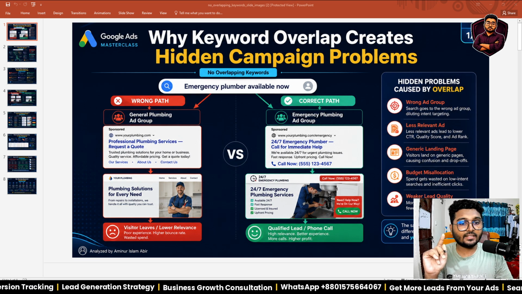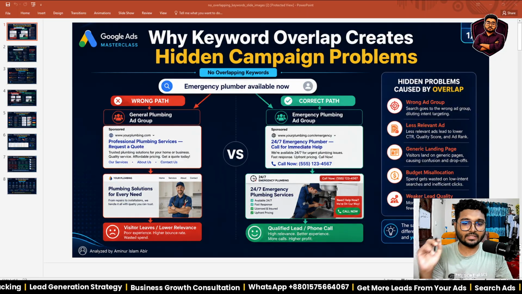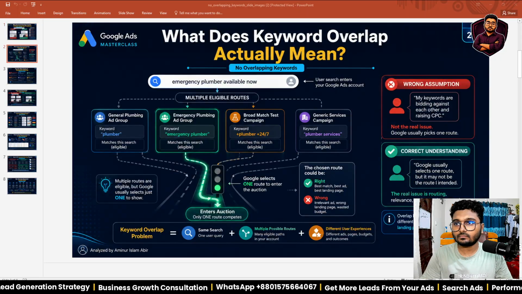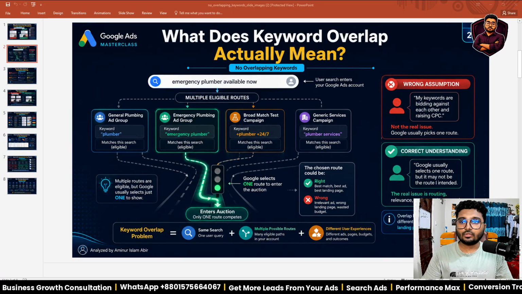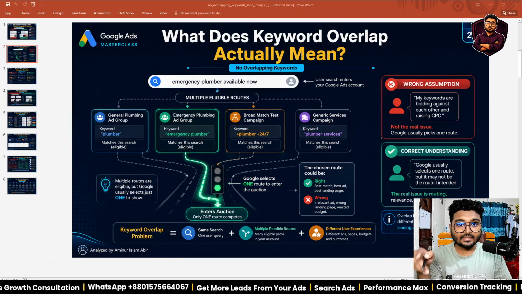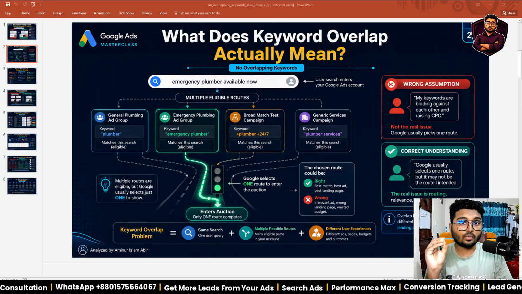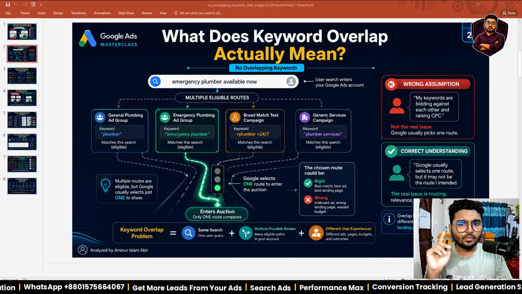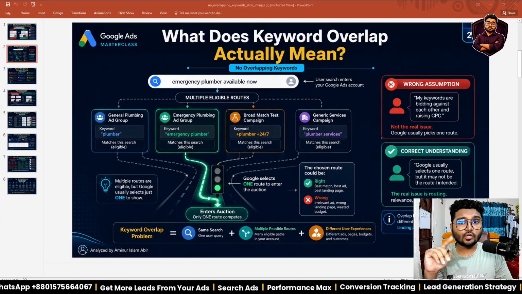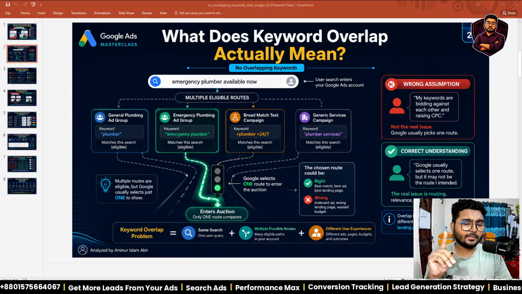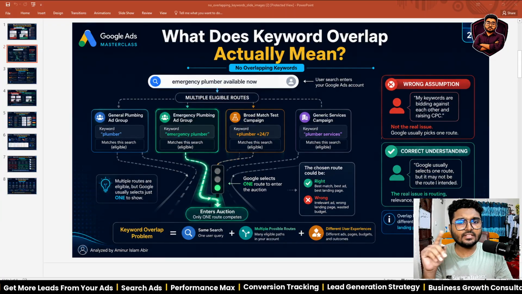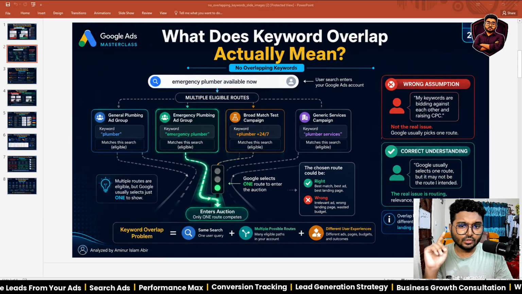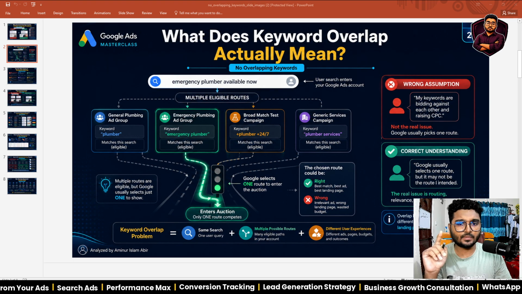Now let's define what keyword overlap actually means. So this is my slide 2. In this slide, I describe what keyword overlap actually means. There is a common misunderstanding about duplicate and overlapping keywords. Many advertisers believe that their keywords are bidding against each other and increasing their cost per click. In most situations, that is not the correct explanation.